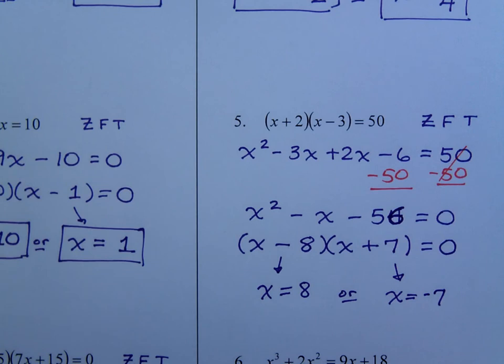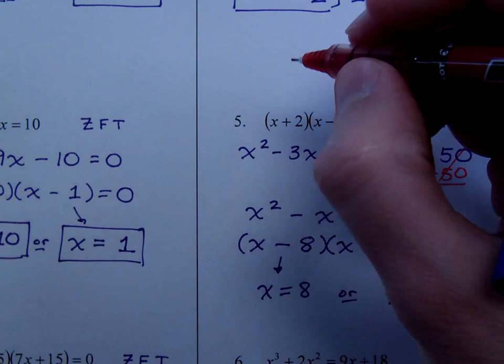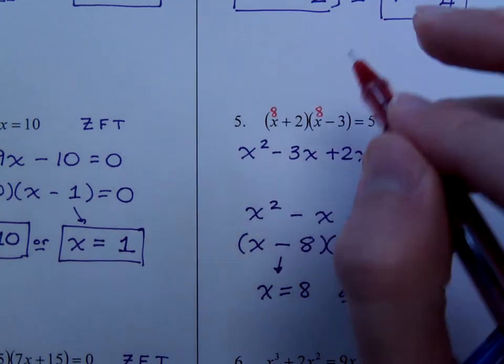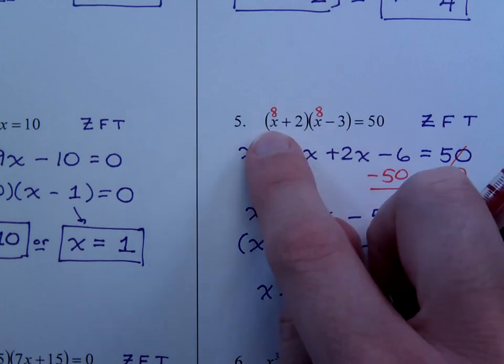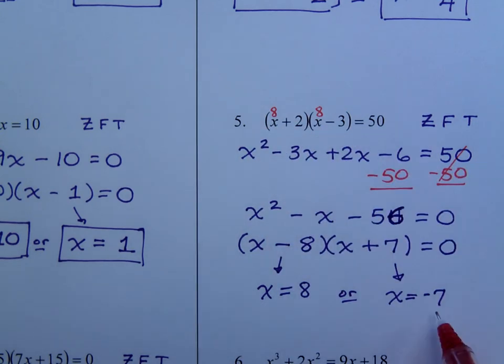So we can plug this in and check it very quickly. If I plug in 8, you see that 8 plus 2 is 10, 8 minus 3 is 5, 10 times 5 is 50. And if I were to check negative 7, you're going to see something very similar to that. You'd have negative 5 times negative 10.